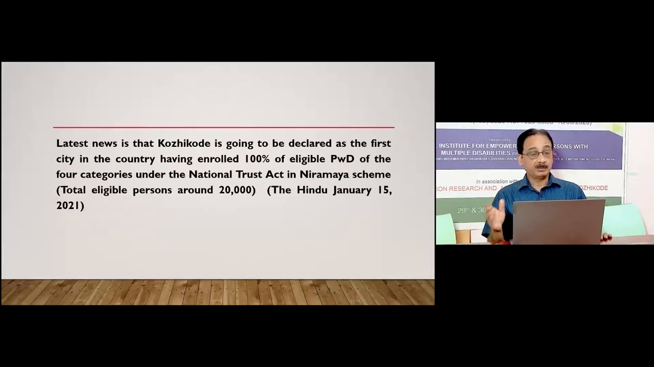And there is the latest news, a news item in The Hindu on January 15 this year. It says that Kozhikode is going to be declared the first city in the country to have enrolled 100% of eligible persons with a disability under the 4 categories under National Trust in the Niramaya scheme. Probably Kozhikode already has 100% registration in the Niramaya insurance scheme.